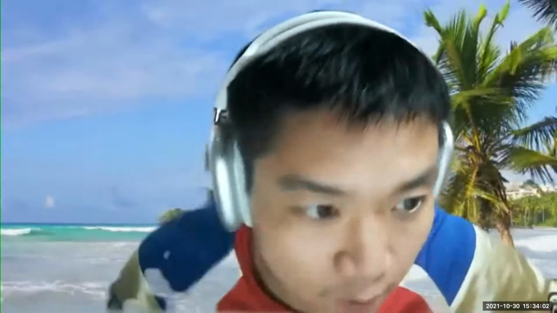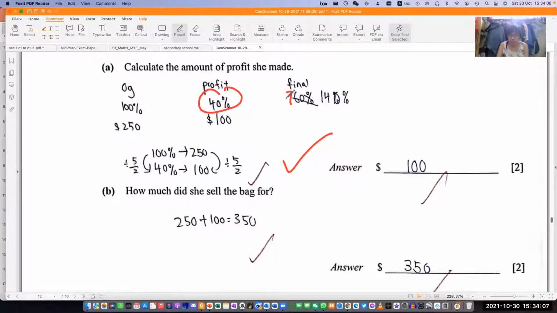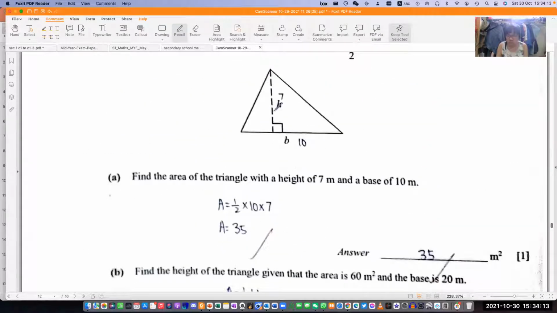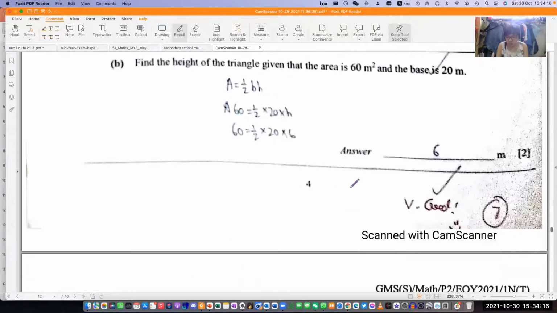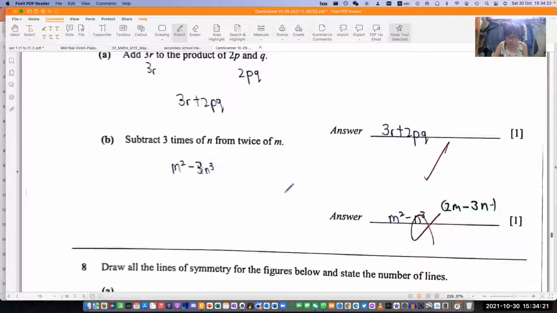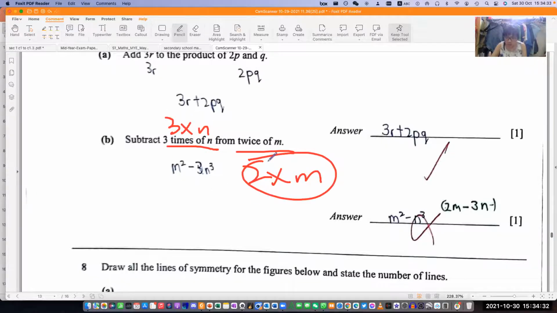Okay, all right, let's get back to this. Okay, so it's good. You never make mistake here, okay? Over here, area of triangle, very easy, base times height. Very good. Over here, this one is also quite stupid. Twice of m means 2 times. Subtract 3 times means what? 3 times n. So you subtract this. Okay, but at least you never get the order wrong. From means the m start first. The order is correct, but not this.